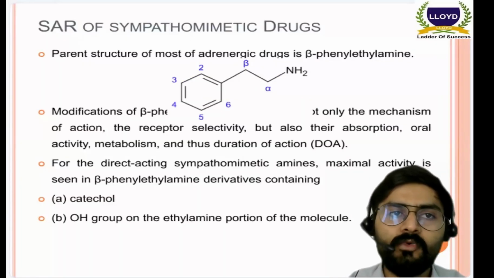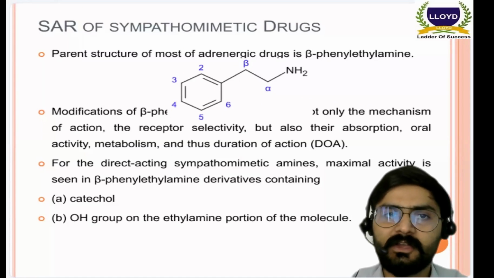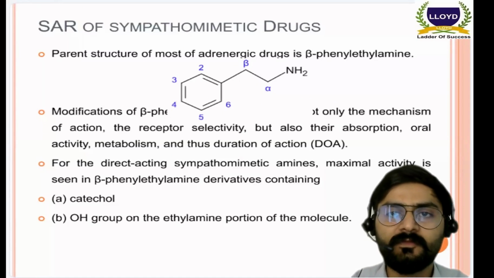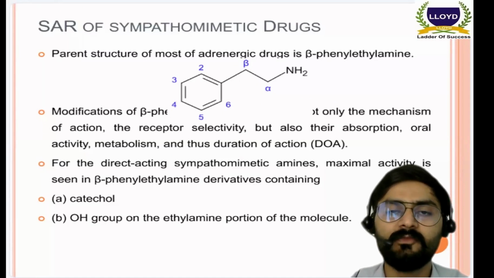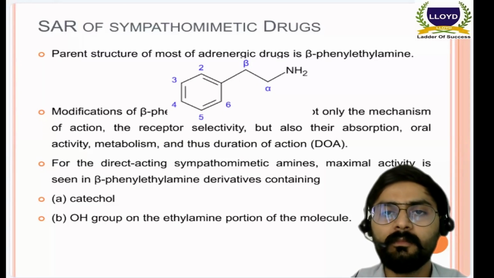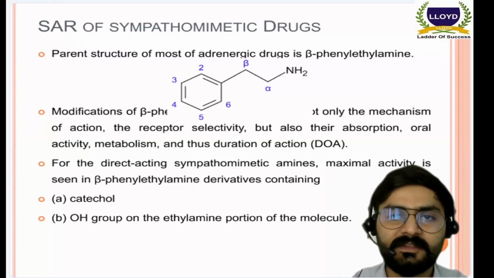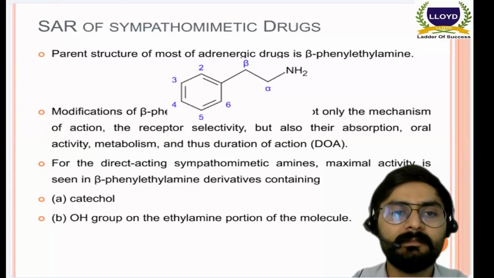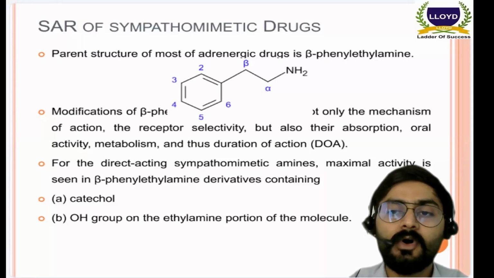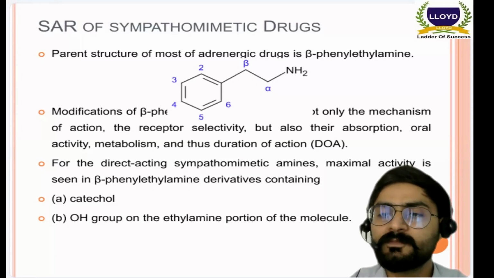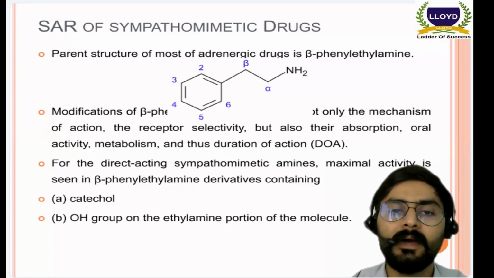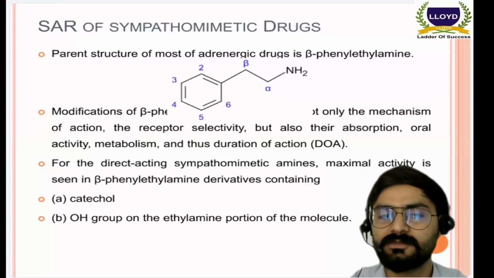So let us now move towards the structural activity relationship of sympathomimetic drugs. If we see the structure of these adrenergic drugs, it contains a phenyl moiety along with the amino group which is separated by an ethylene bridge. If we modify the phenyl moiety of this structure, it will affect the mechanism of action and the receptor selectivity, but also influence the absorption, oral activity, metabolism, and the duration of action.